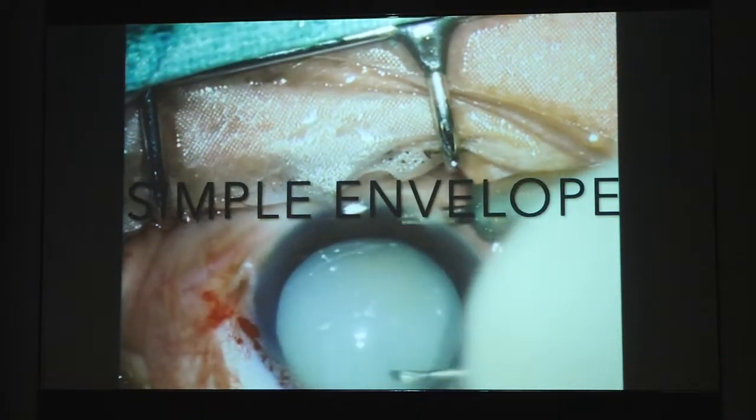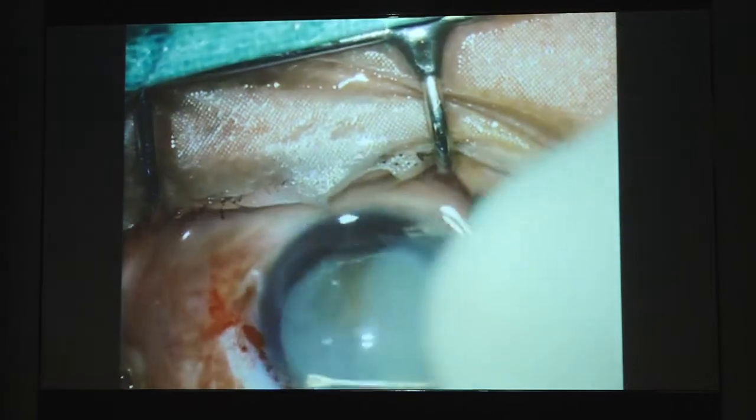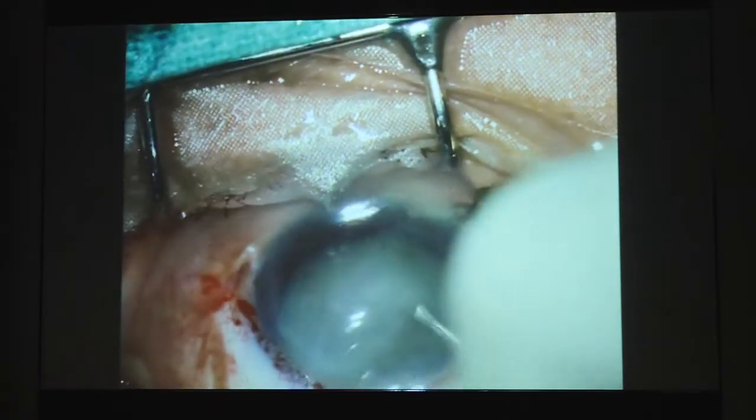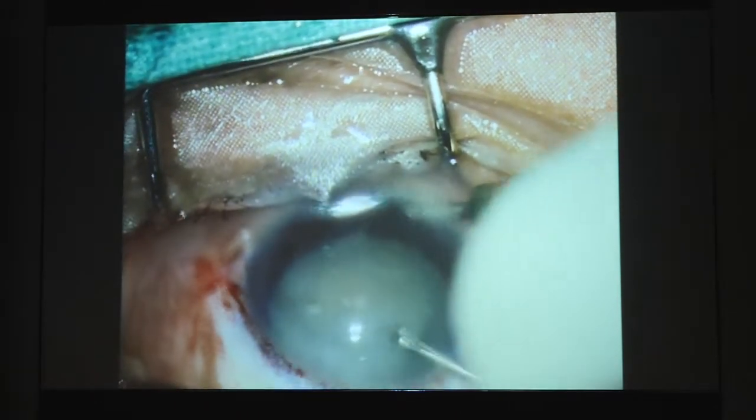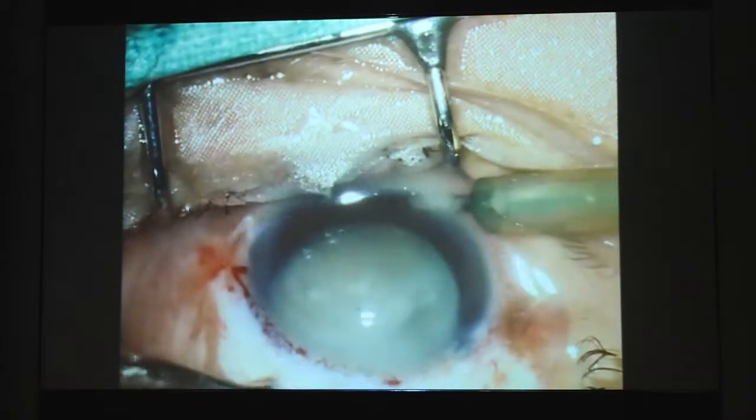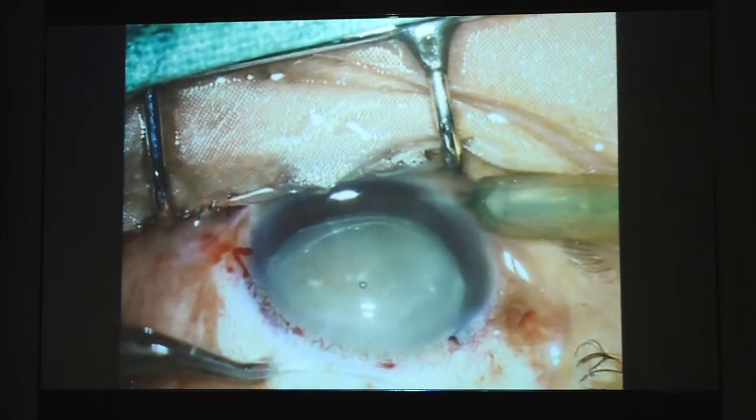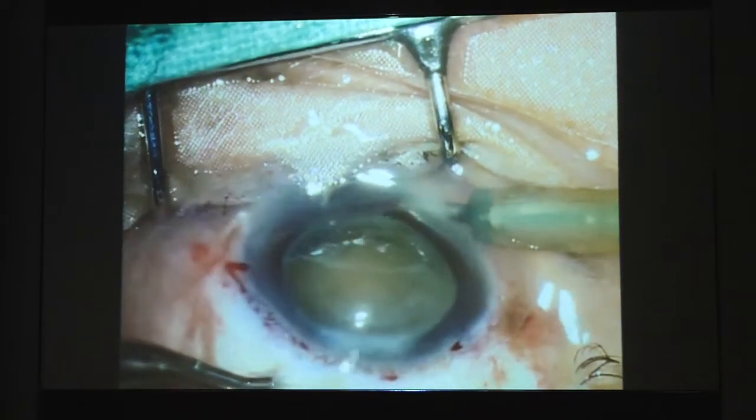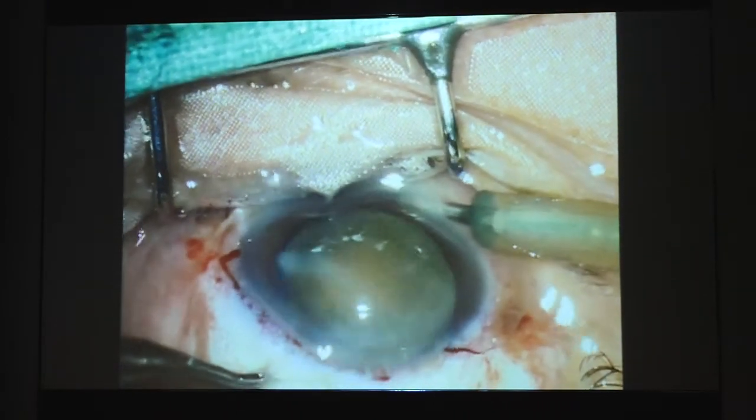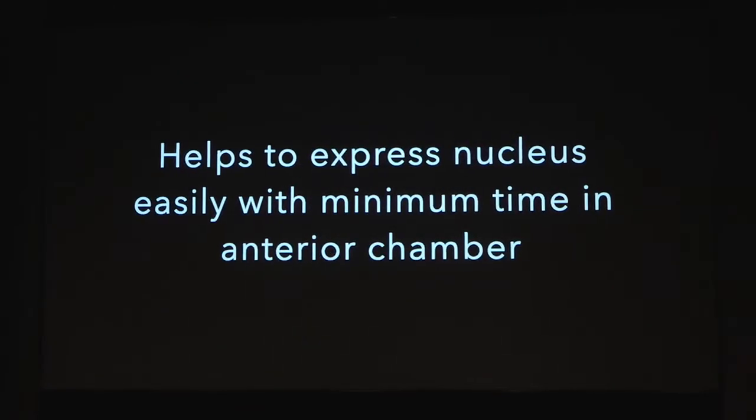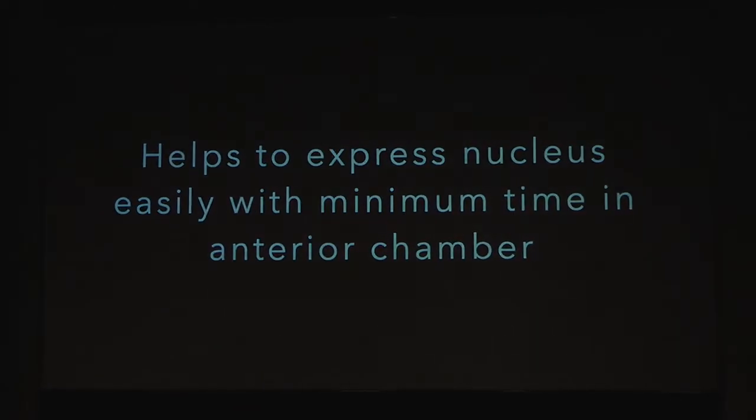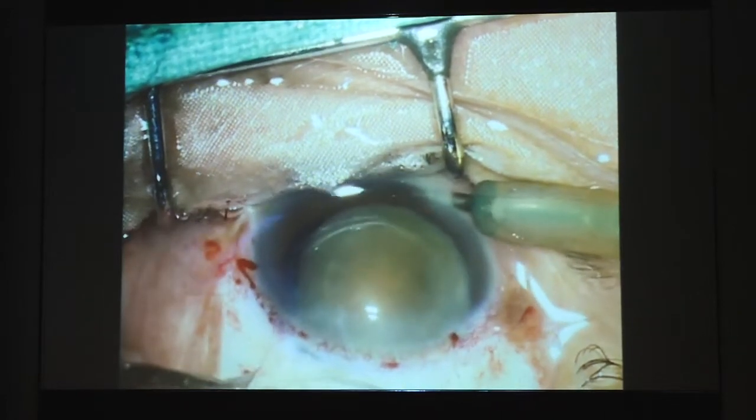See how I am doing it. Can you see this? The envelope technique. It is not required that you should go for the rhexis only, but in such situations, sometimes rhexis is not possible. You can do it by the envelope technique, and see here, the nucleus comes automatically into the anterior chamber, and once it comes into the anterior chamber, see here, I am bringing it out.